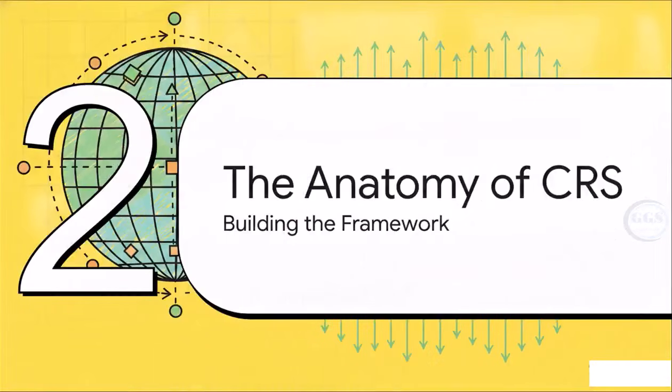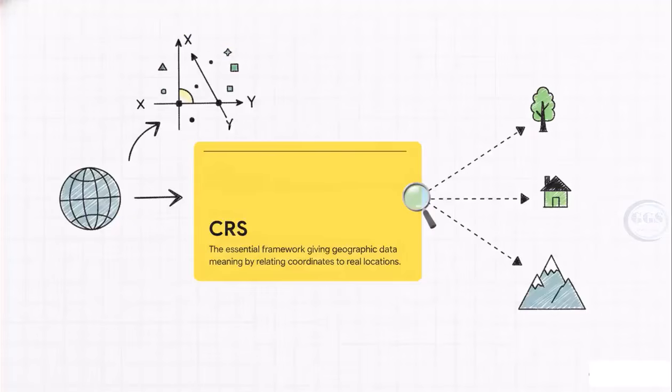Section 2. The anatomy of a CRS. Think of a coordinate reference system, or CRS, as the essential translation language that actually gives geographic data its meaning. It's the framework that tells you exactly where a location is by relating abstract 2D coordinates to a verified physical position in the real world. A CRS basically transforms a meaningless pair of numbers into a concrete location that we can all agree on.